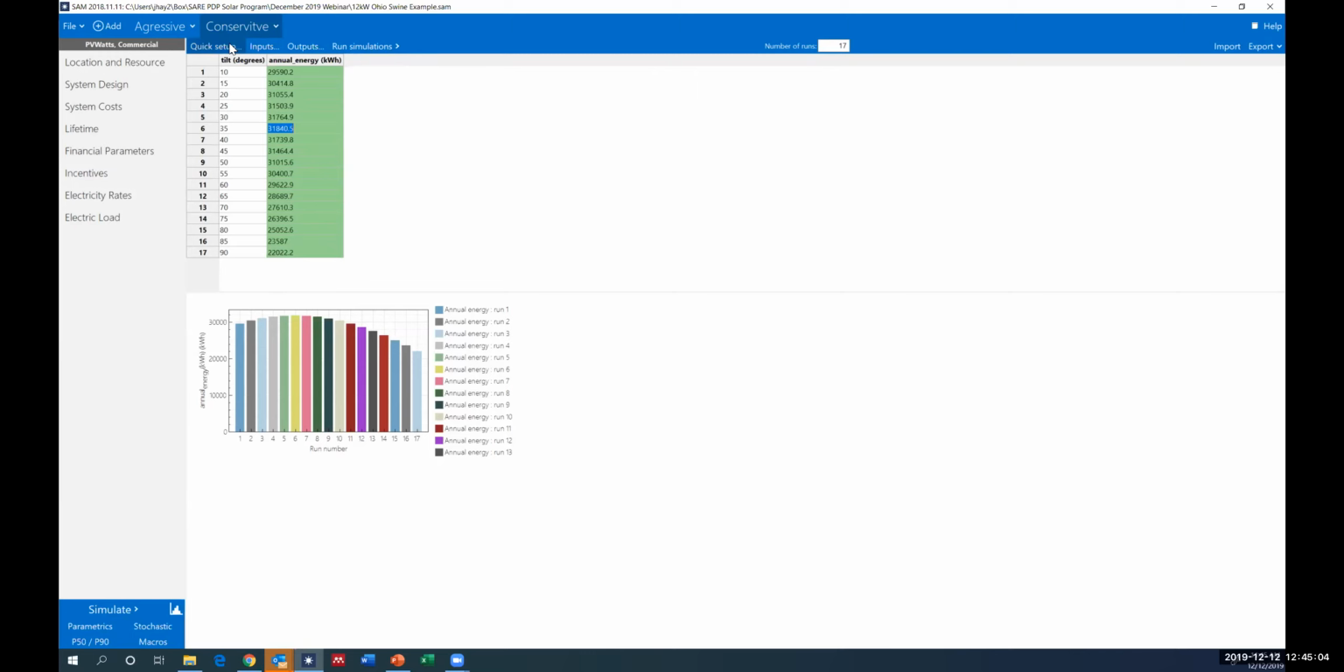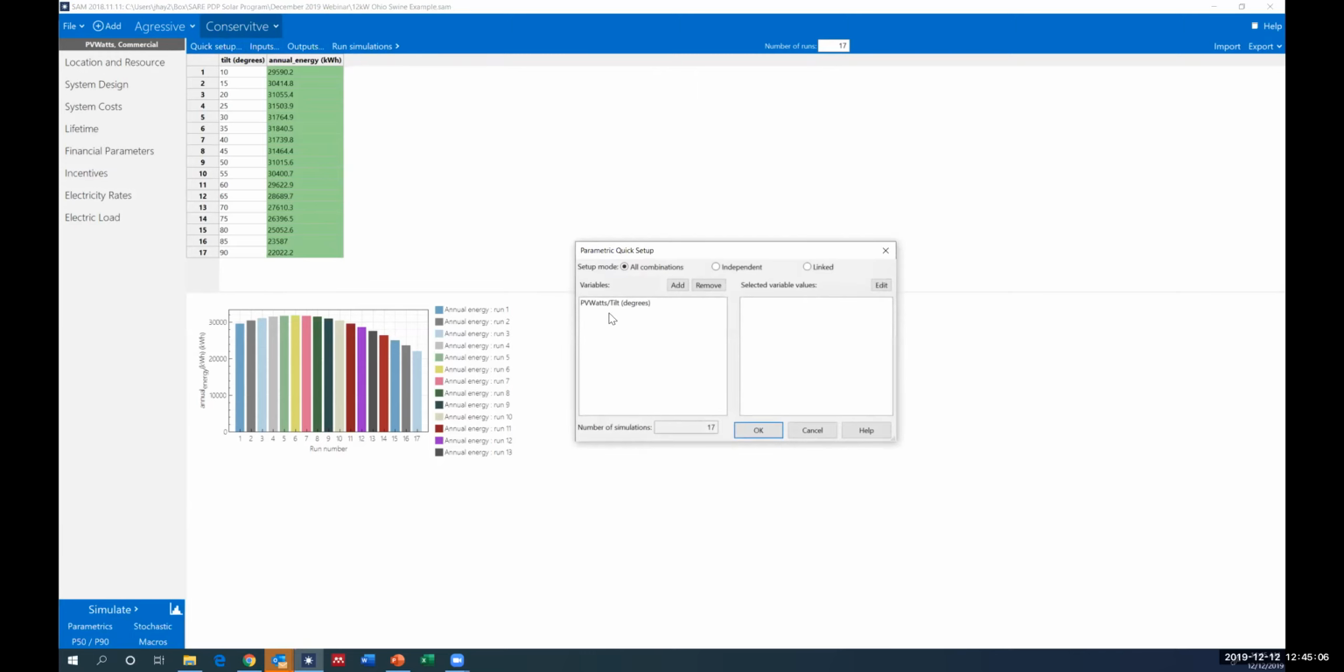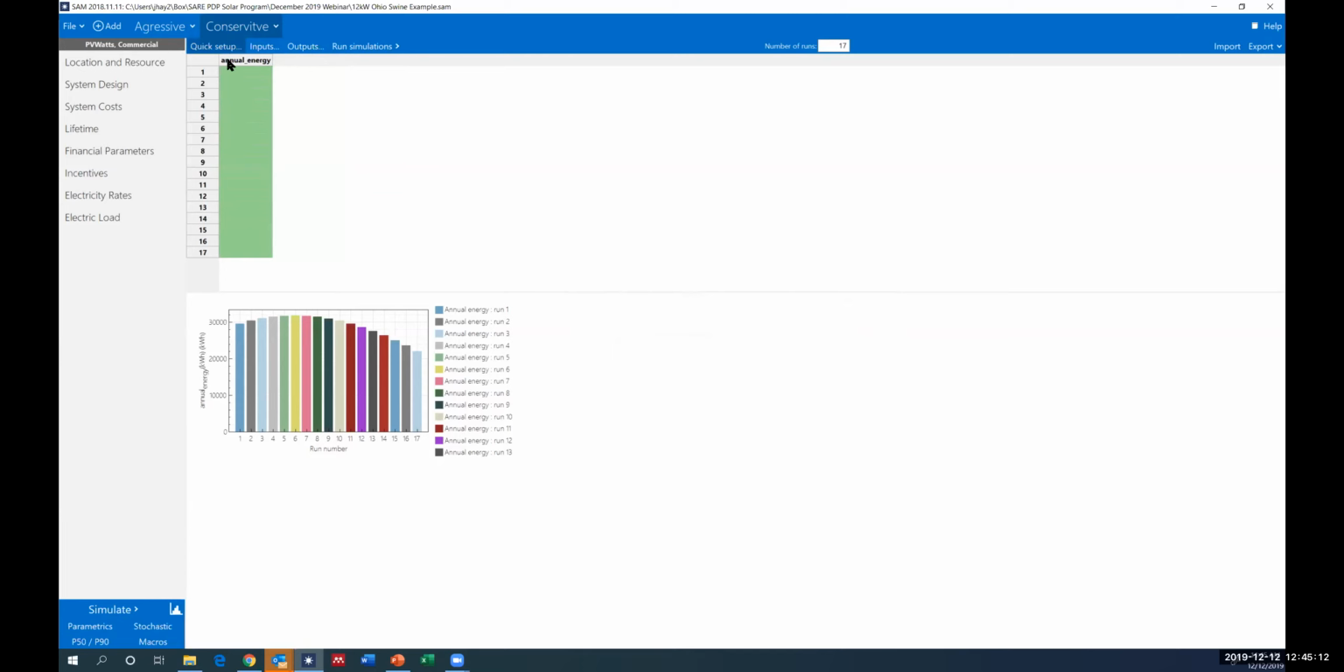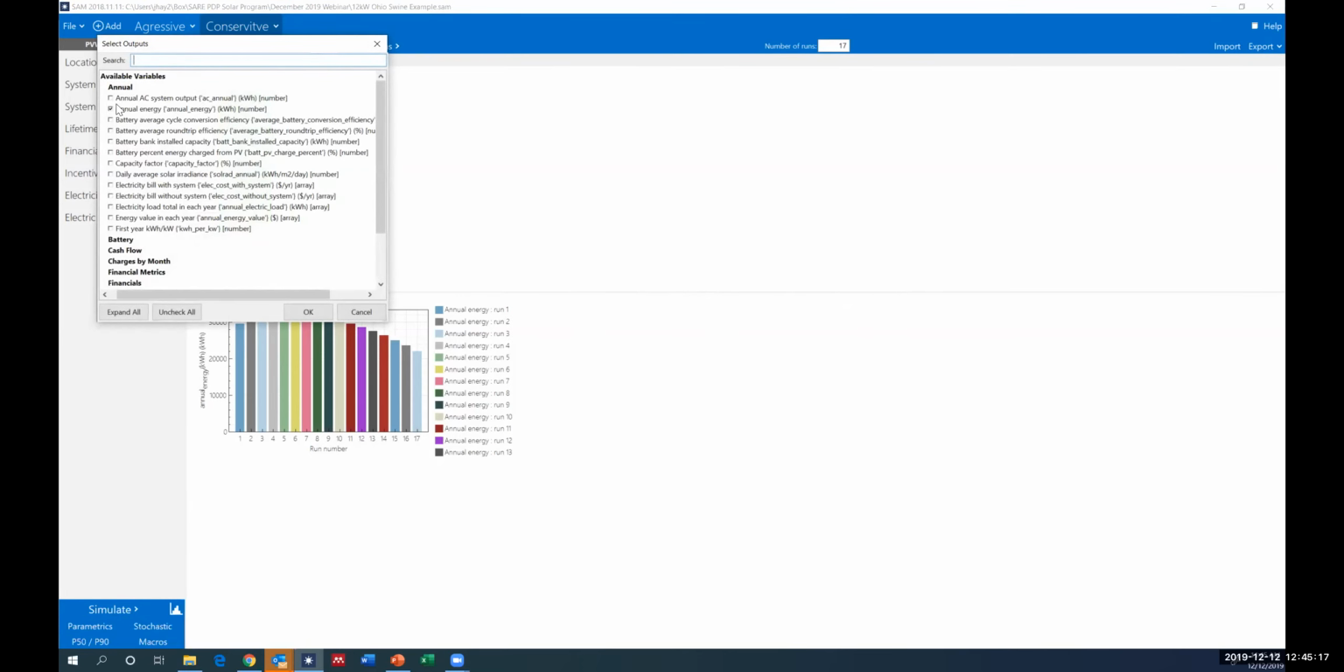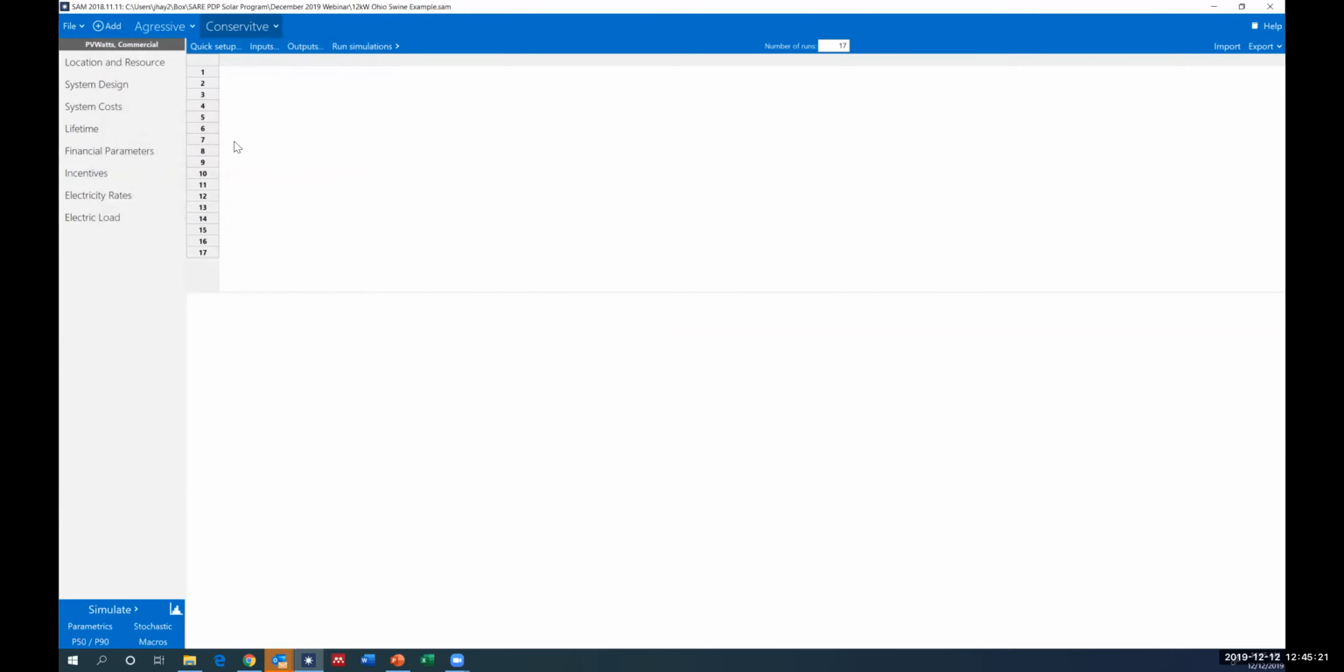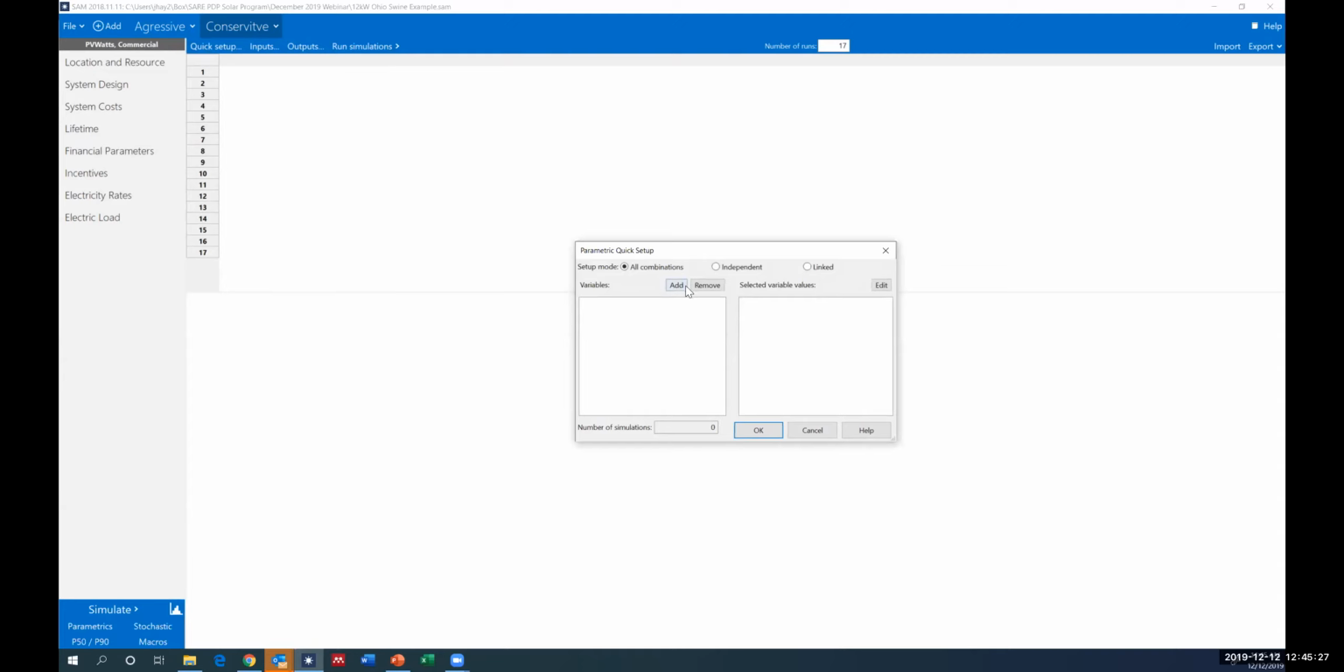So let's go back to our quick setup and we'll clear this out. And we'll clear out our energy output here, and we'll just turn that off. And so now we're basically clear, and we're going to run a new parametric analysis to learn about something that's a little more interesting from a financial standpoint. So let's try to decide how big our system should be.